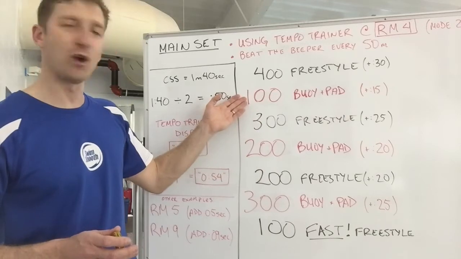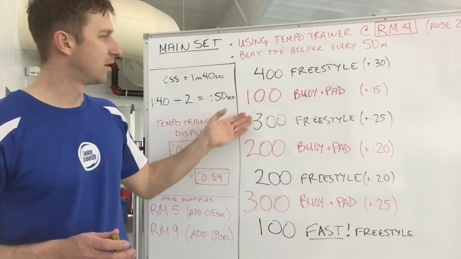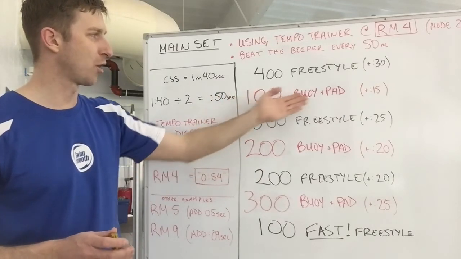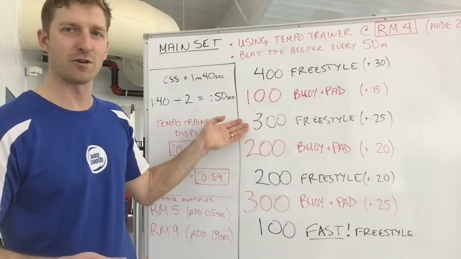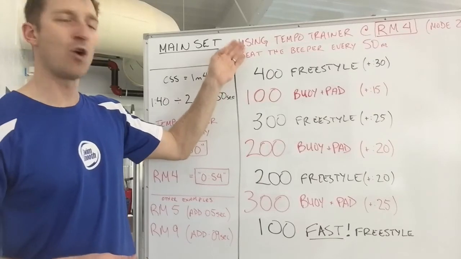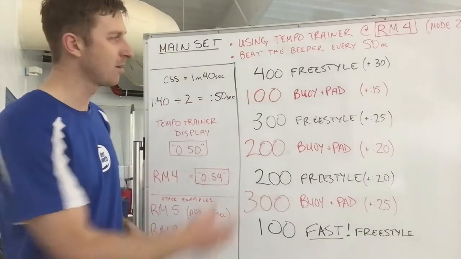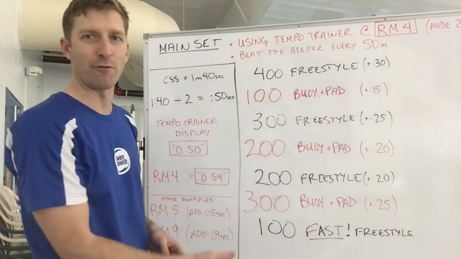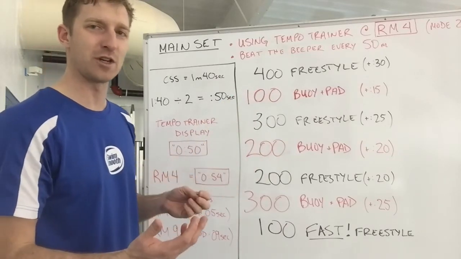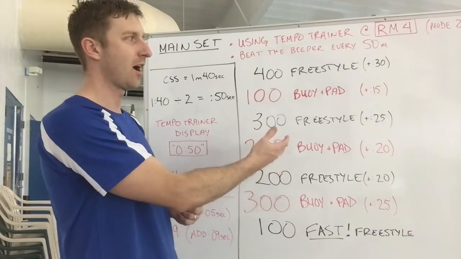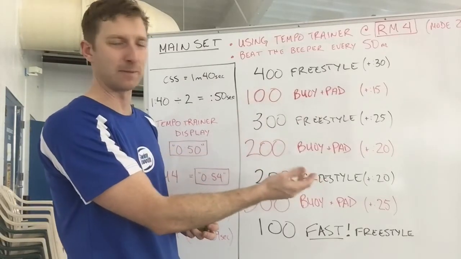Once you hear the beep, off you go on the 100. Stay ahead of the beeper, finish the 100 with pull buoy and paddles, wait for the beeper, off you go on the 300 there. So you theoretically only need to push that button one time, and it will keep the intervals going for you. You have control over the pace and how much recovery time you get based on how slowly or how quickly you're swimming.